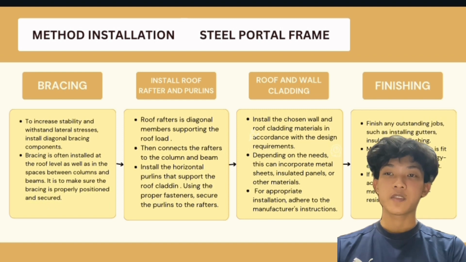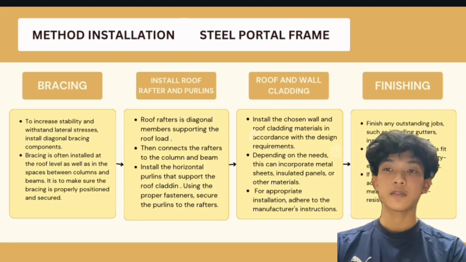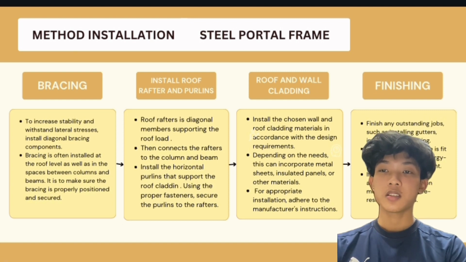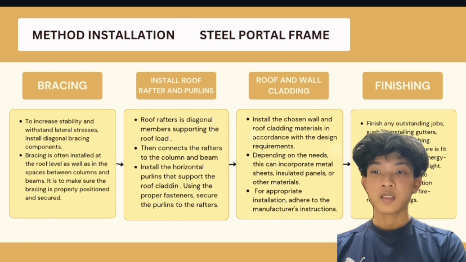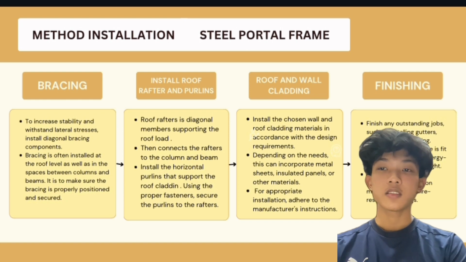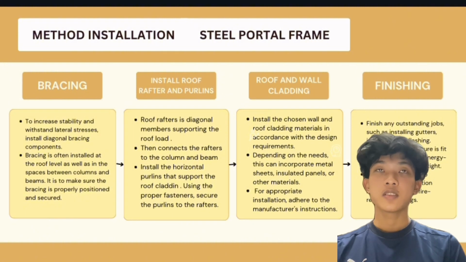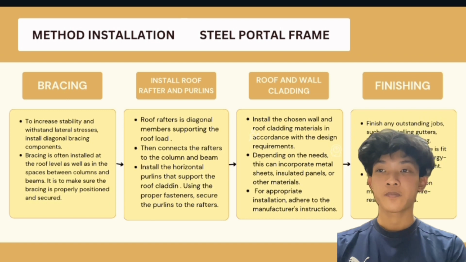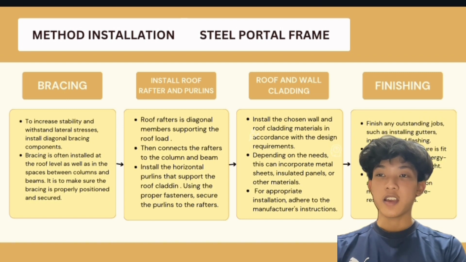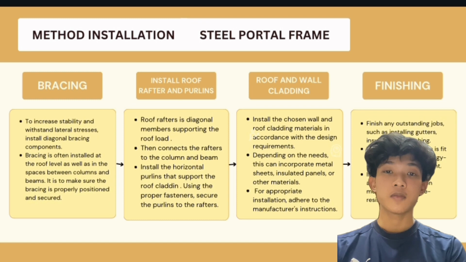The next step, we install roof rafters and purlins. Roof rafters are diagonal members supporting the roof load, and then we connect the rafters to the column and beam, and then install the horizontal purlins that support the roof cladding. We use proper fasteners to secure the purlins to the rafters. And next, we do the roof and wall cladding.